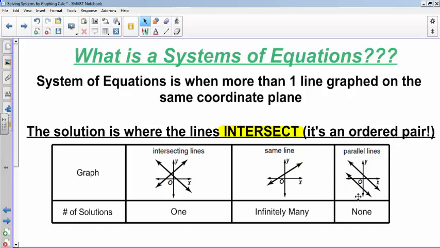The last thing that we have are two lines that are parallel. We know that parallel lines don't cross, so there are no solutions. So you should be able to look at any two equations I give you and quickly be able to tell me, is there one solution, infinitely many solutions, or no solutions?